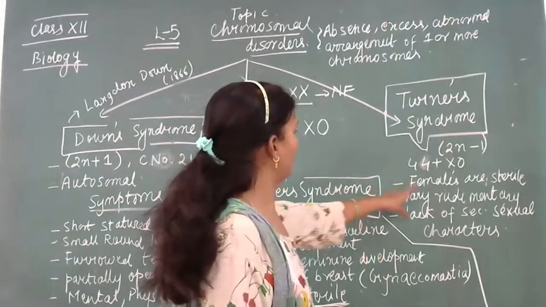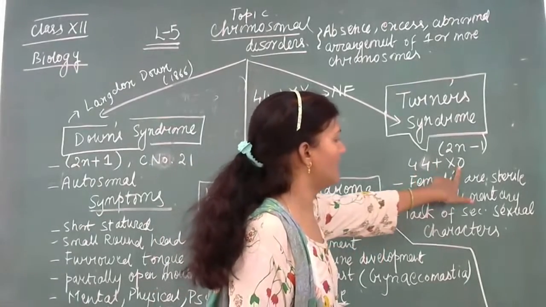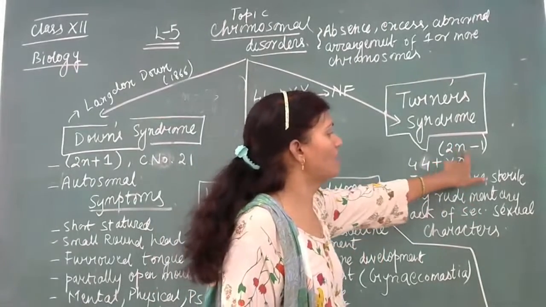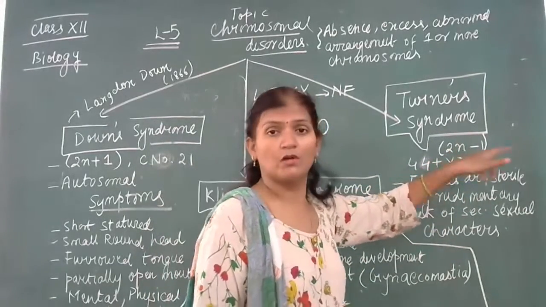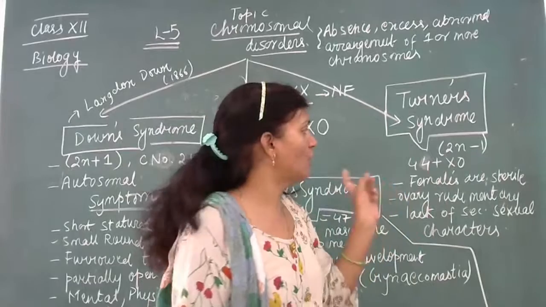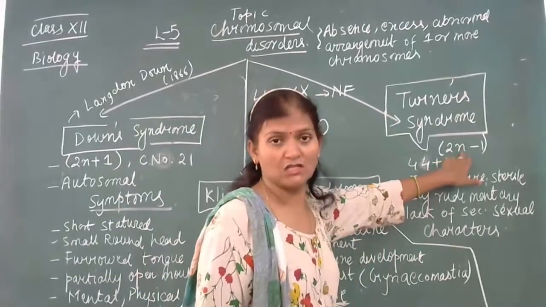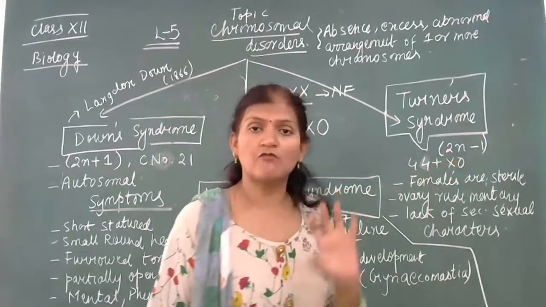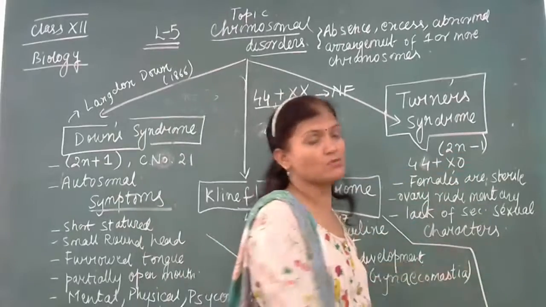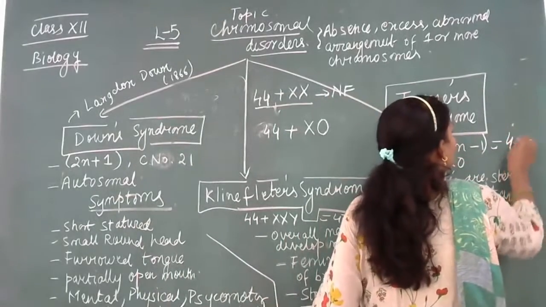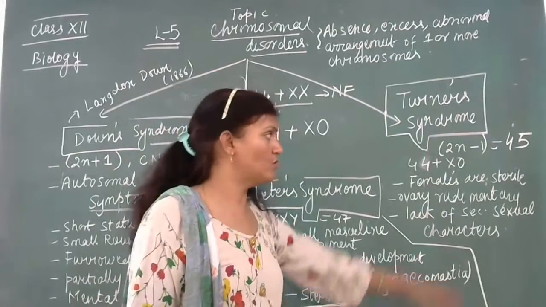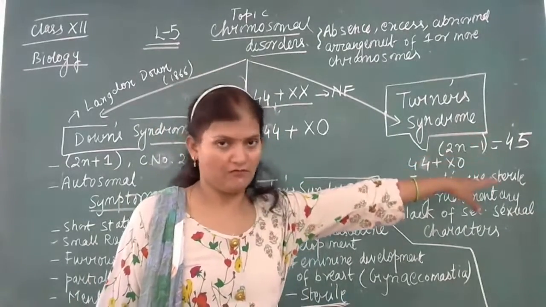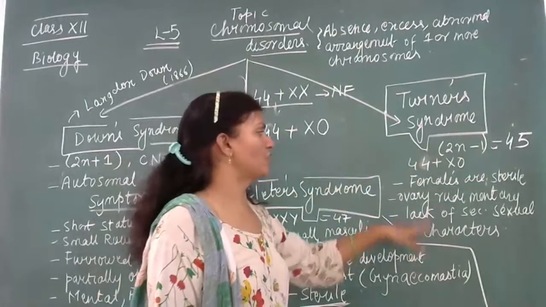So here it will be what? 44 plus X0. It means 2n minus 1. There is deletion of one chromosome. Therefore, 2n is equal to what? 44. Sorry, n is 23. So 23 into 2, it is what? 46. 46 minus 1. It means that the total chromosome number will be what? The total chromosome number will be 45. Okay, students. So here it is 45.